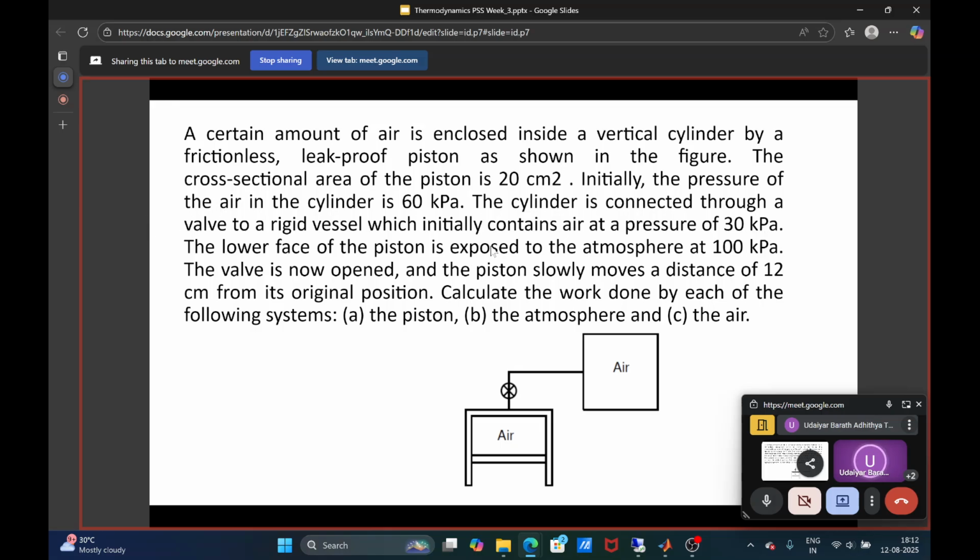The lower face of the piston is exposed to the atmosphere at 100 kilopascal. The valve is now opened and the piston slowly moves a distance of 12 centimeter from its original position. Calculate the work done by each of the following systems: A, the piston; B, the atmosphere; and C, the air.